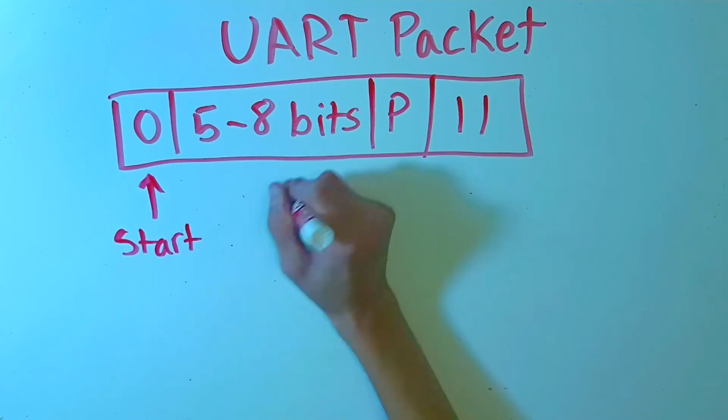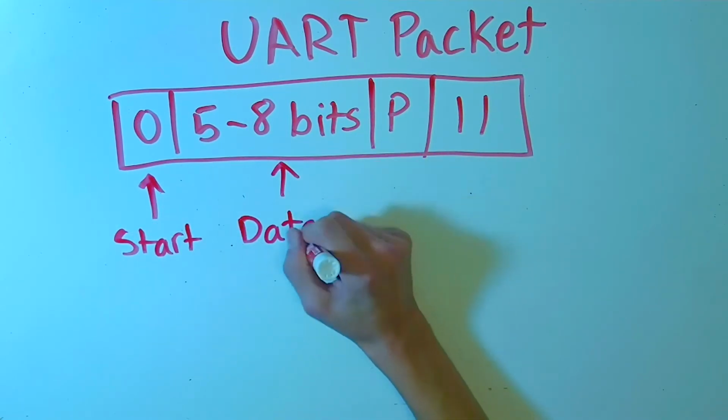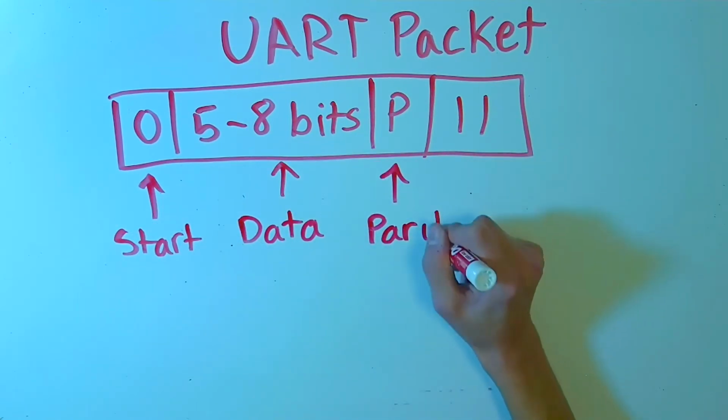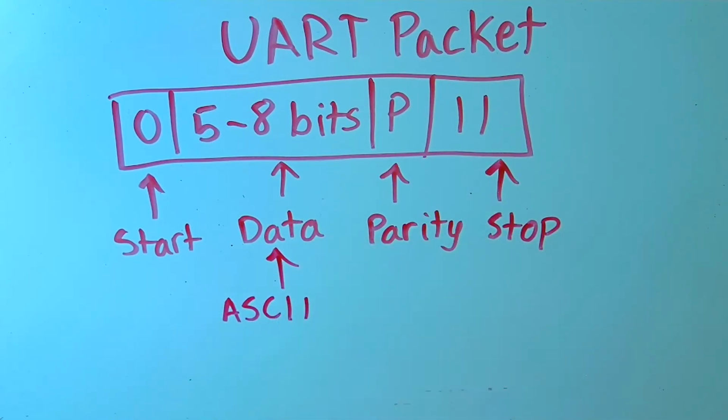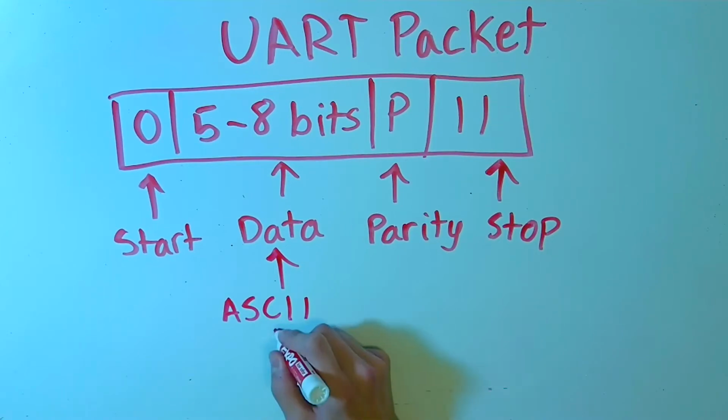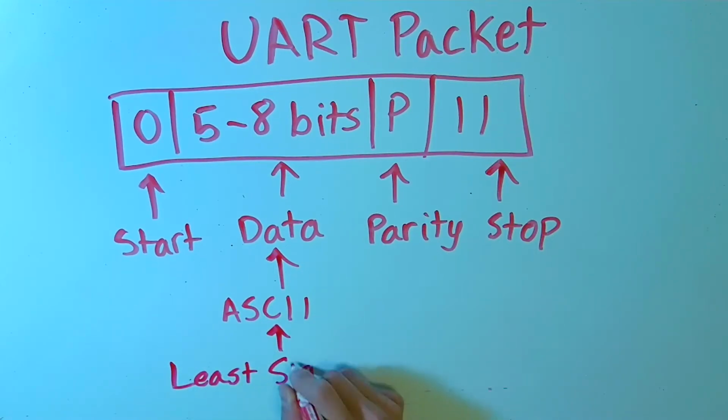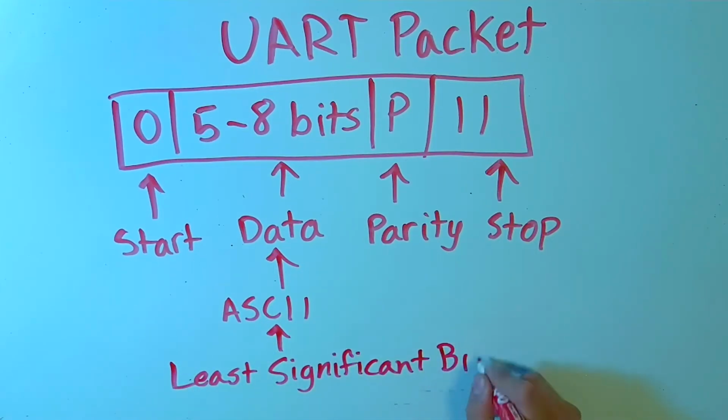The number of data bits transmitted is typically between 5 and 8, with 7 and 8 being the most common, since an ASCII character is 7 bits for the standard set and 8 bits for the extended. Serial communication of ASCII characters is almost always least significant bit first.